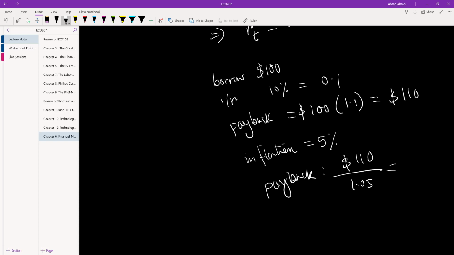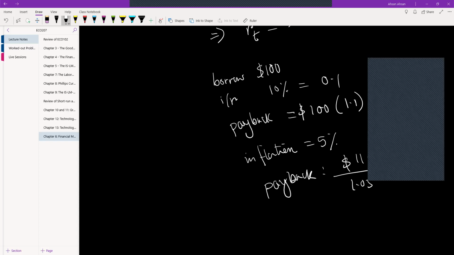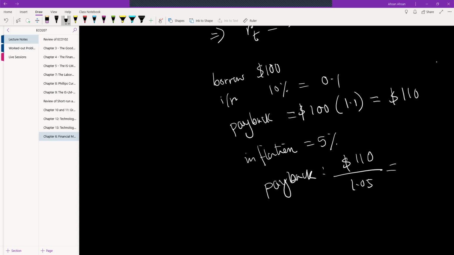Let me just pull out the calculator here. So 110 divided by 1.05, we get something like 104.8. So we get something like 104.8, right?